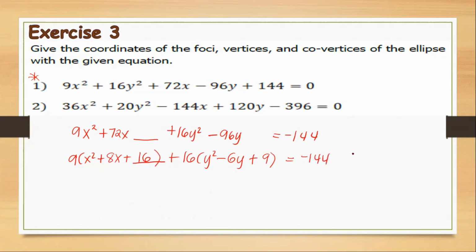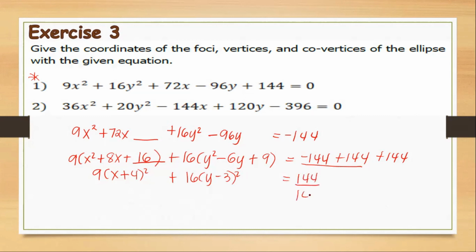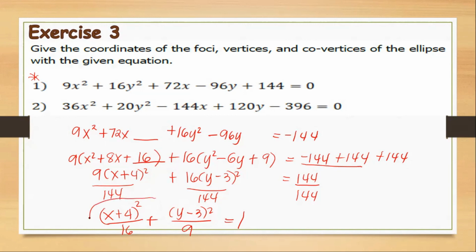So, 16 times 9 is 144, and also 16 times 9 is still 144. Take note, this will become 0. And so we have 9 times the quantity x plus 4 squared, plus 16 times the quantity y minus 3 squared, equals 144. And so we have to divide 144 on both sides of the equation in order to get the standard form. So 9 divided by 144 is 16. So I think it's x plus 4, quantity squared, all over 16, plus 144 divided by 16 is 9. So we get y minus 3, quantity squared, all over 9 equals 1. This will be the standard form of our equation.